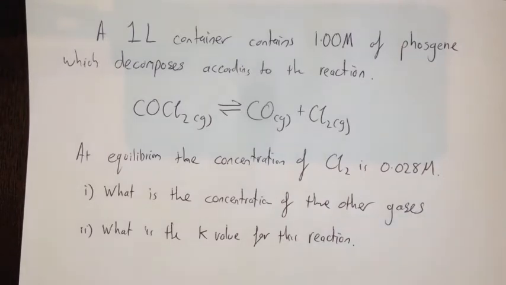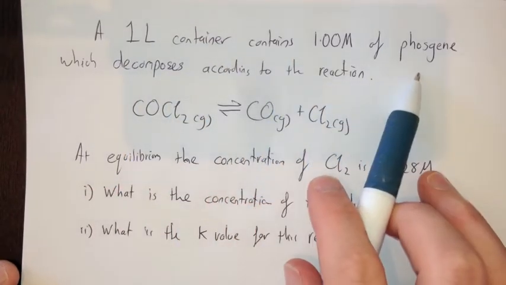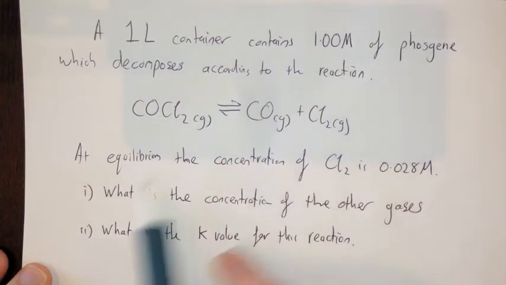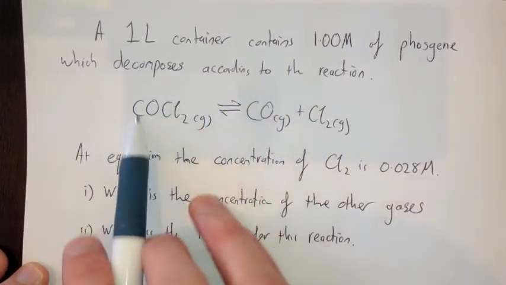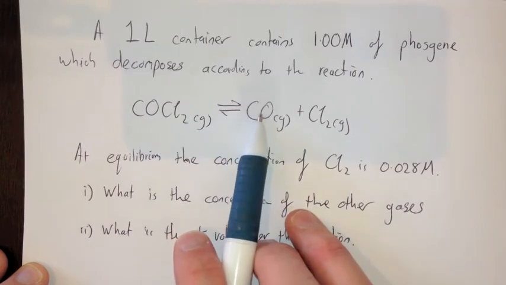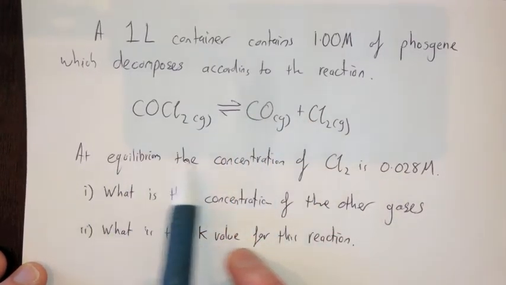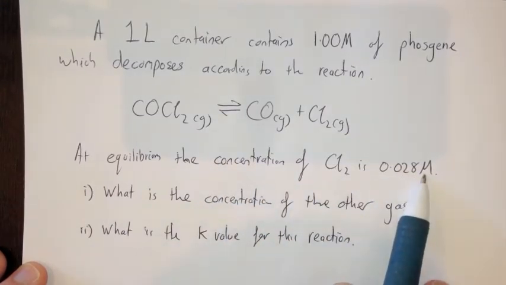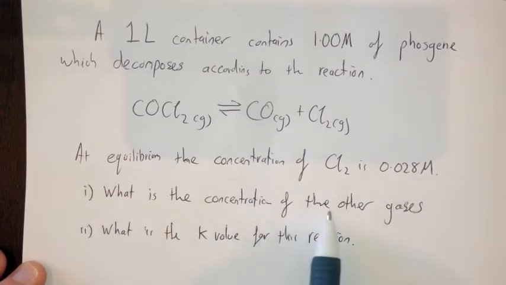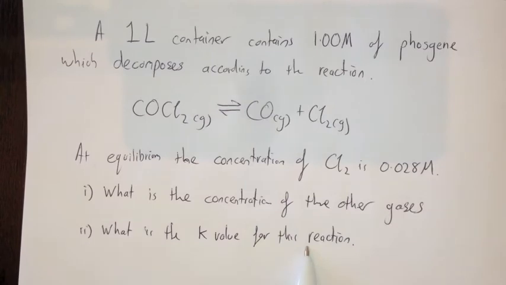Okay, here's a second question, and it's to do with equilibrium again. It says a 1 litre container contains 1 molar of phosgene, which is this gas here. It decomposes according to the reaction here. So we have phosgene forming carbon monoxide and chlorine gas. It says at equilibrium, the concentration of chlorine gas is 0.028 molar. We need to find out what the concentration of the other gases are, first of all, and then what the K value of the reaction is as well.